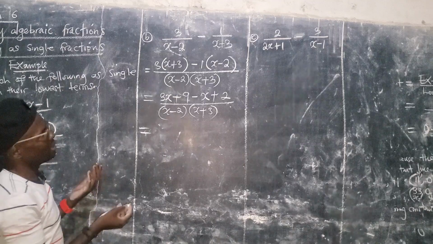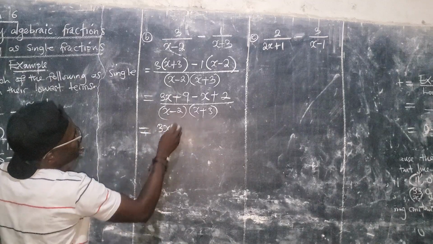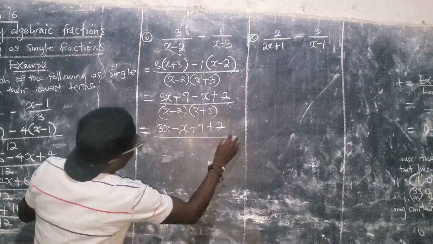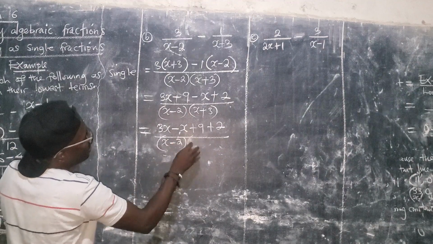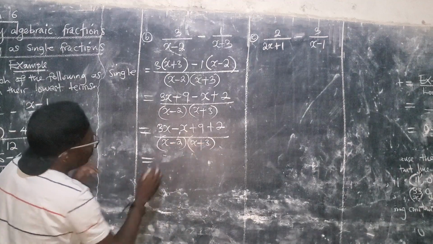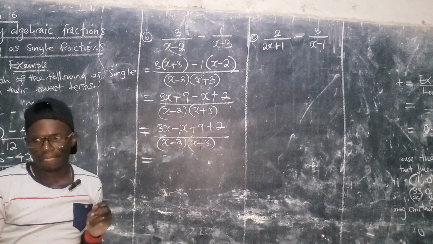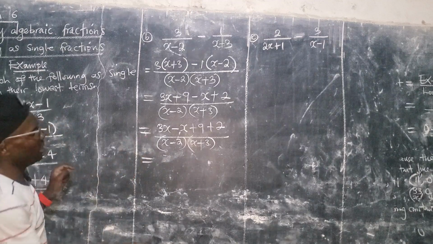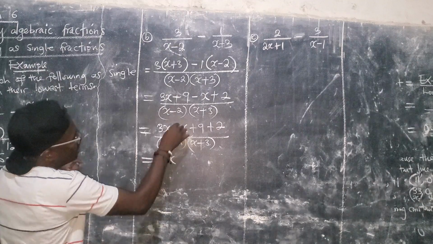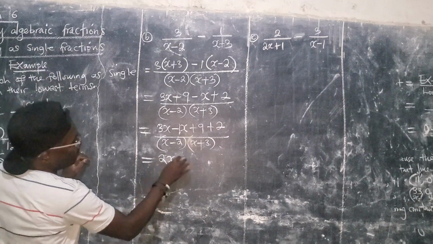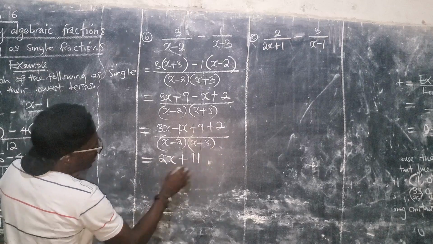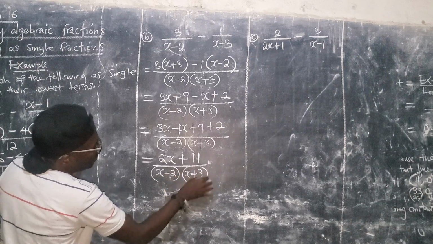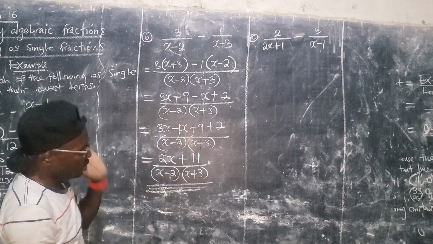We collect like terms. So we have 3x minus x plus 9 plus 2 over x minus 2 and x plus 3. What is 3x minus x? Very good, 2x. The same as the part, there is 1 there. Then plus, what is 9 plus 2? 11. Over x minus 2 and x plus 3. You cannot go any further. You cannot add. You end there.